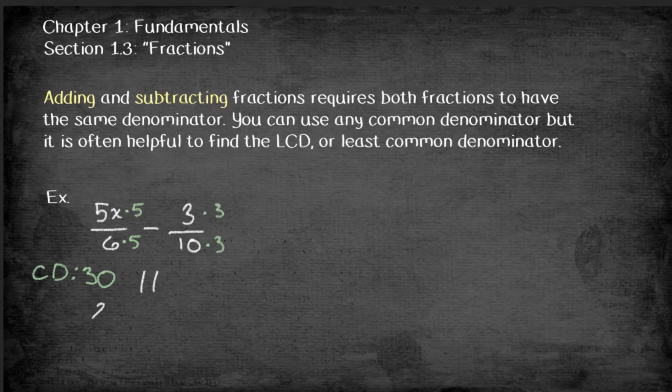So we end up with 25x over 30 minus 9 over 30, which is then equal to 25x minus 9 over 30. That's it. We don't want to go any further because 25x and 9 are not like terms. You can't really combine them in any way. But we'll talk more about reducing expressions like this in the next video.